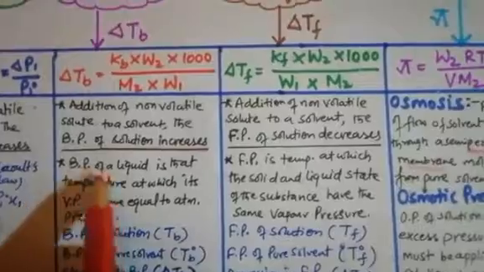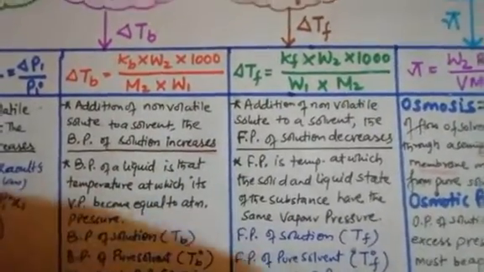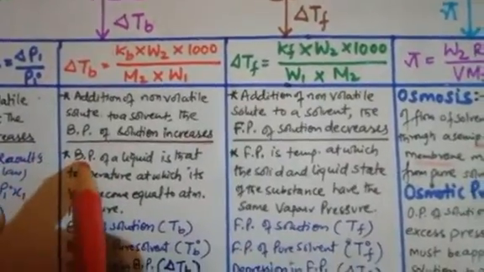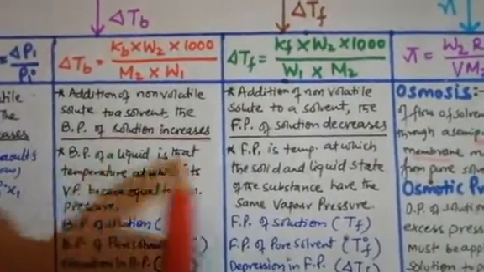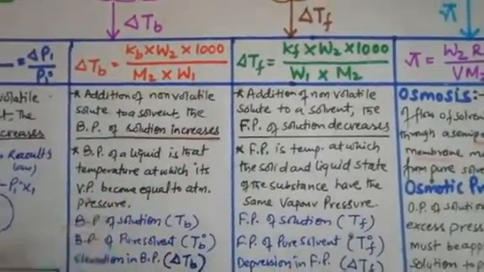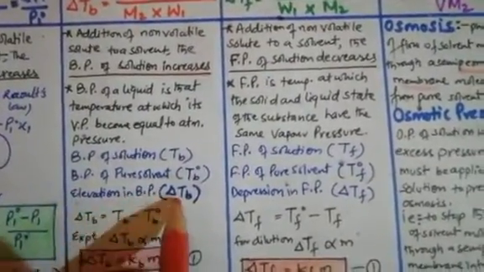What is boiling point? Generally you have studied that it is the point where the liquid starts boiling. That is not the perfect definition. The perfect definition is that the boiling point of a liquid is the temperature at which its vapor pressure becomes equal to the atmospheric pressure. So the boiling point of the solution is TB. The boiling point of the pure solvent we write as TB naught. Elevation in boiling point is delta TB.